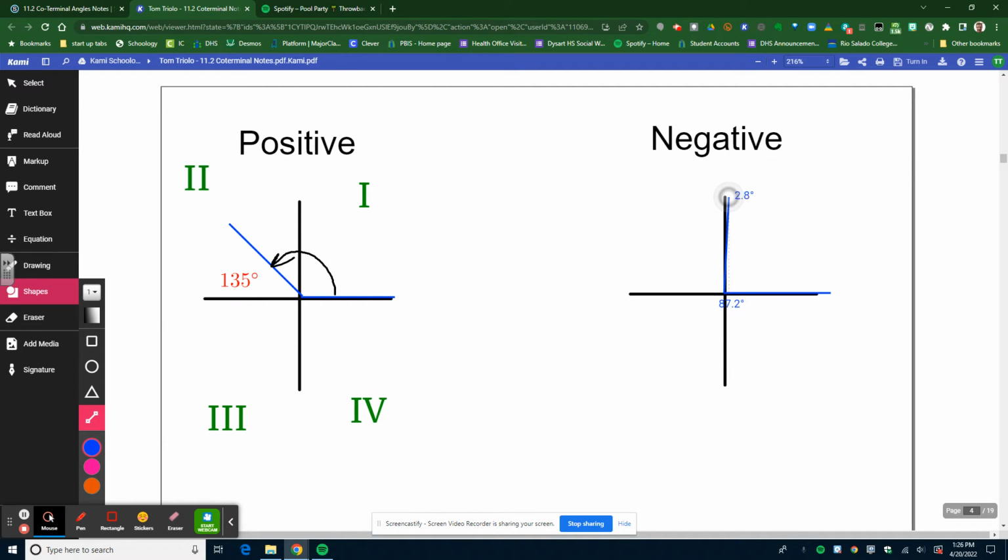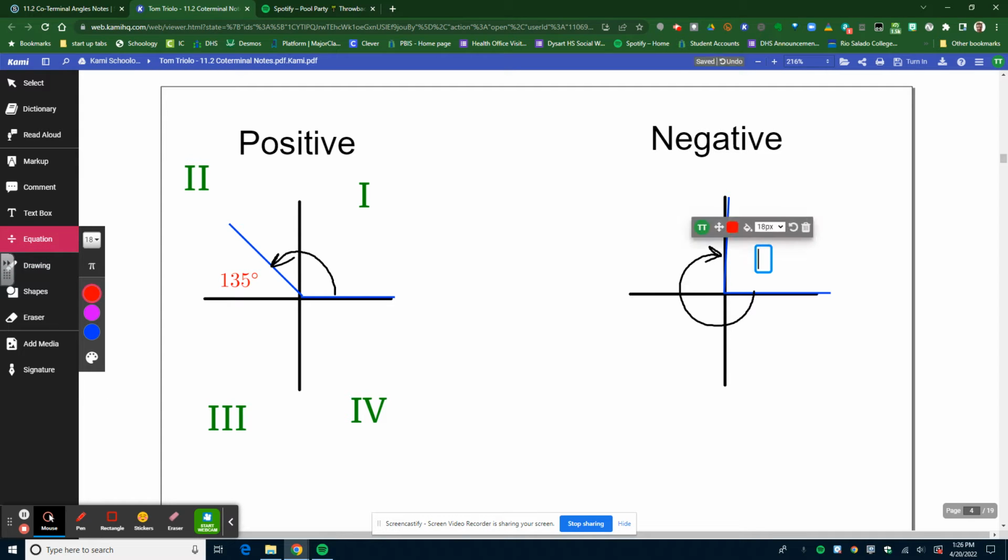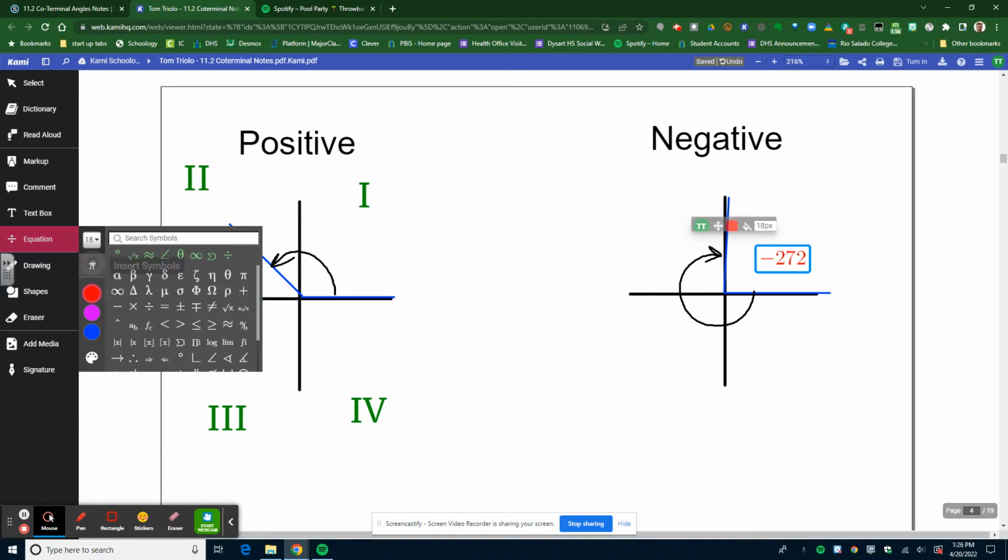it's not going to be perfect. And there is a 272 degree angle, but in the clockwise direction, so this is negative. So there's negative 272 degrees. How do you get it to move that little? It's hard. Okay.